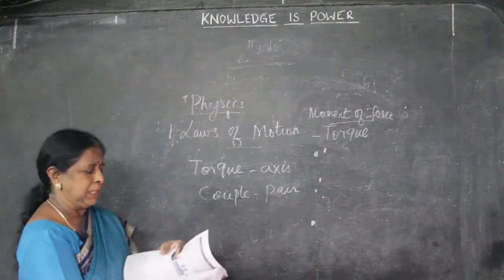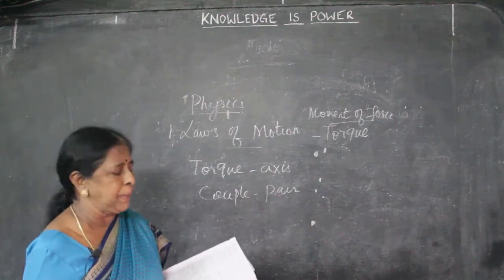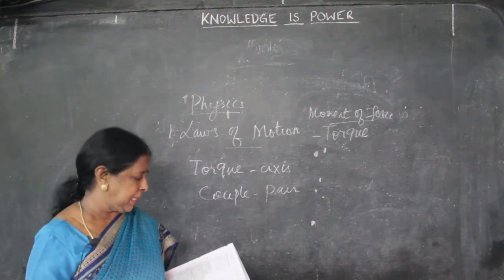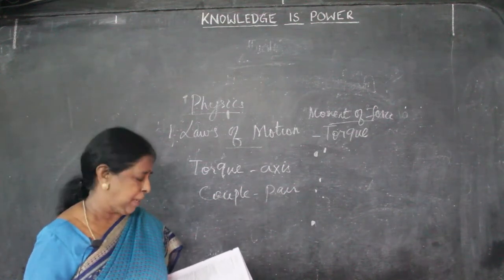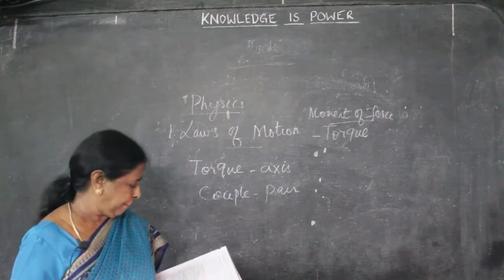Let me see in the book. Let us see. Underline the points. This may be a 2 mark question. Two equal and unlike parallel forces applied simultaneously, which means at the same time, at two distinct points, constitute a couple.